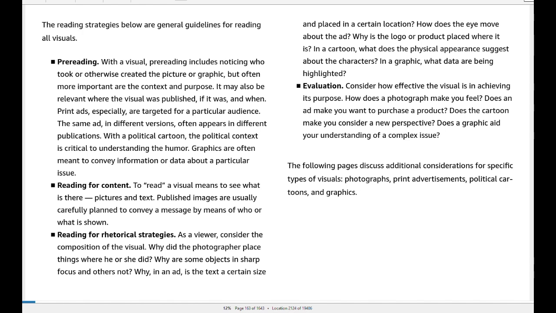Reading for content. To read a visual means to see what is there: pictures and text. Published images are usually carefully planned to convey a message by means of who or what is shown.